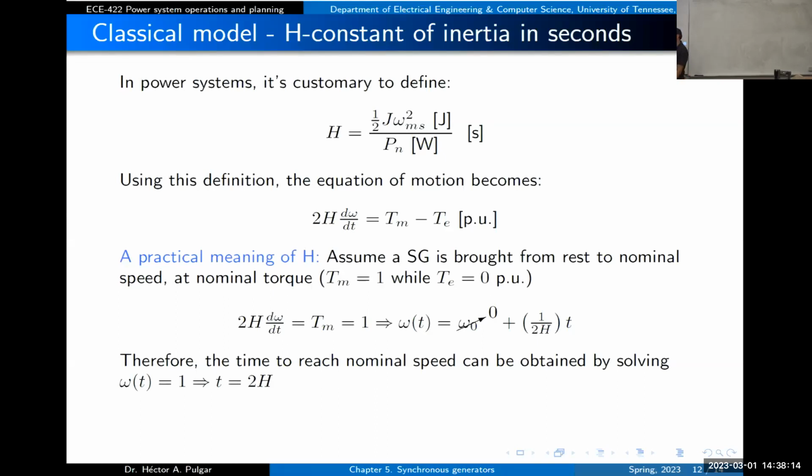Now we can have a practical definition. What is that practical definition? That H will be half of the time this machine will need to go from rest to nominal speed at nominal torque. Okay? So typical values for H: you might have a huge machine, 10 seconds. Just get the idea. It will take 20 seconds for that machine to move from rest to nominal speed. You have machines with 2 seconds, tiny machines, or 1 second, H of 1 second. It will take just 2 seconds to take that machine from rest to nominal speed. Okay? That's a practical definition for H.